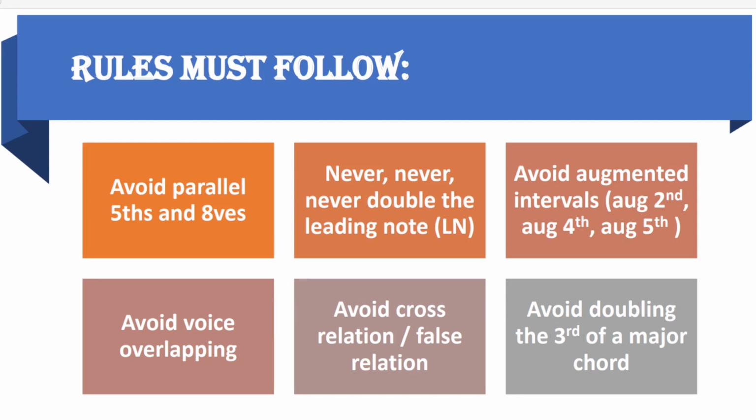Number 2, never double the leading note. Number 3, avoid augmented intervals such as augmented second, augmented fourth, and augmented fifth. Number 4, avoid voice overlapping. Number 5, avoid cross relation or false relation. And number 6, avoid doubling the third of a major chord. There are more rules. Let's look at some examples.